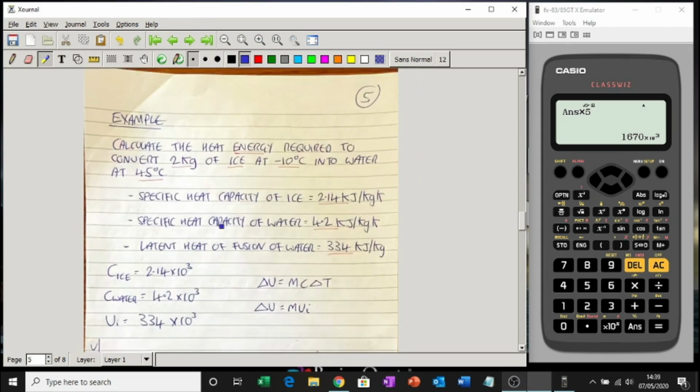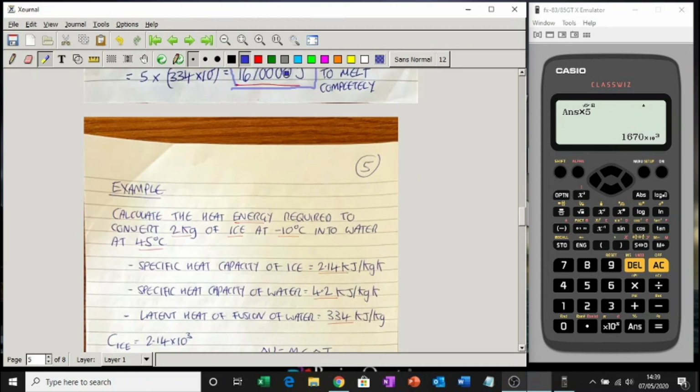So now then, I guess a bit tricky now. So we've got another example. Let's change color. So calculate the heat energy to convert 2 kilograms, that's your mass, of ice at -10 to water at 45 degrees.